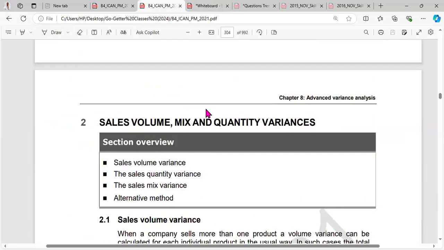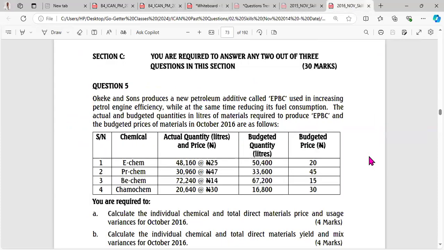Now, before we go into sales, volume, and mix variances, let's look at a past question here. November 2016, question 5.